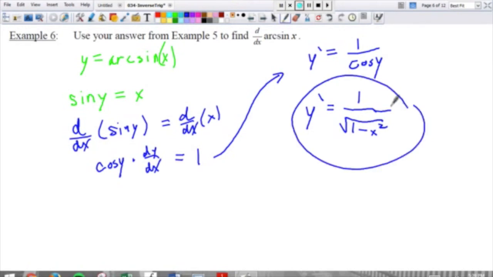Now, you may have seen this somewhere. Where may you have seen this? In that memorization sheet you just pulled out, where it tells you to memorize all the values of this and that and the other thing.